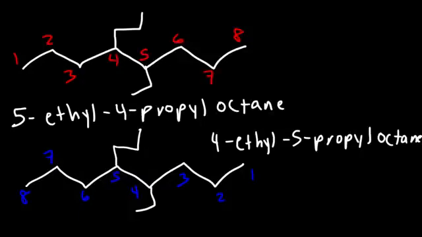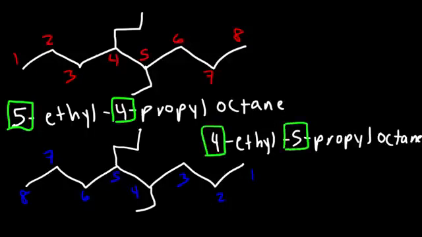So looking at these two examples, it doesn't matter which way we number it in terms of the numbers that we have, because we do get the same numbers. Here we have 5 and 4, and 4 and 5. So going left to right or right to left, we still get the same exact numbers. But notice the way the numbers are arranged when we name it. In both cases, the substituents are placed in alphabetical order. But in the first example, the numbers are in decreasing order. It's 5, then 4. And in the second example, it's in ascending order.